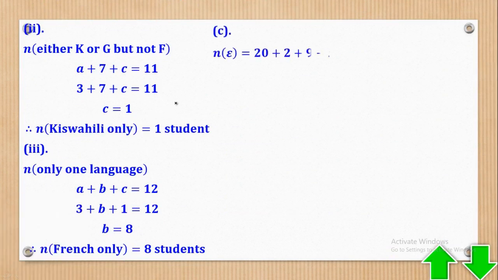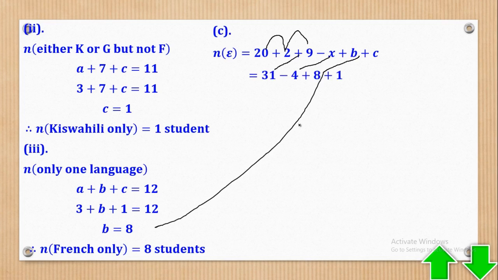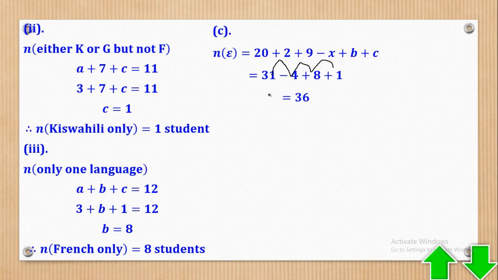Here we shall say that the universal or total will be equal to 20 plus 2 plus 9 minus x plus b plus c. So when I add 20 plus 2 is 22, 22 plus 9 is 31, so the whole of that is 31. Then x we got as 4, b we got as 8, and c we got as 1. So this minus this plus this will give me 36. So this is the total number of students.